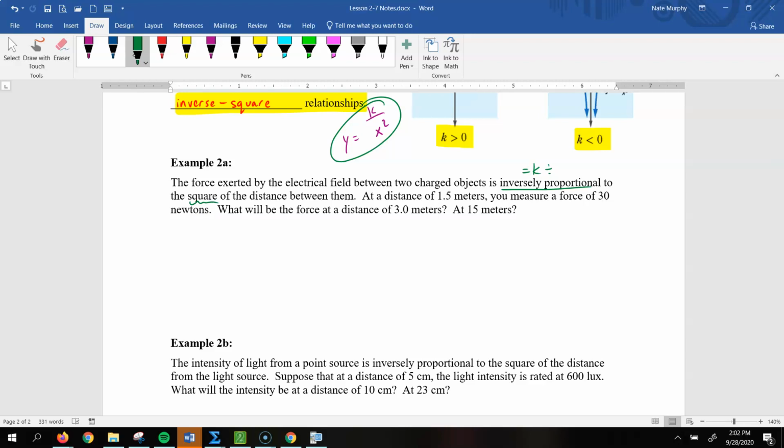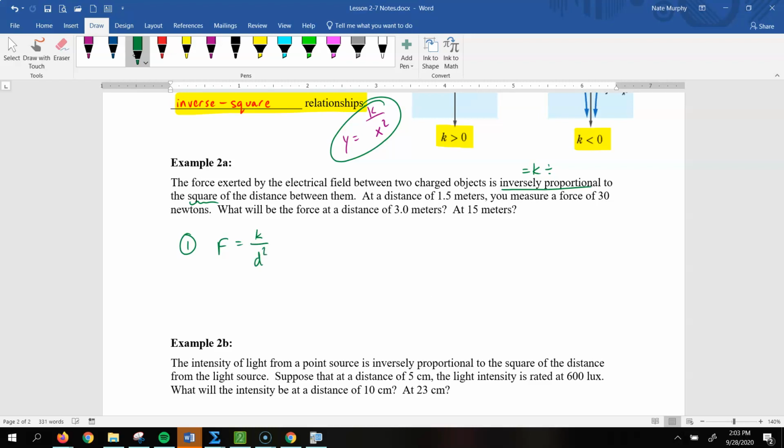So that tells us that it's going to be k divided by something squared. So to the left of that equals k divided by, we have that huge sentence, but it's talking about the force. Okay, the force exerted by the electrical field between 2 charged objects. So it's referring to the force. So I'm going to say my first step here for my general equation would be F equals k divided by something squared. And it's the square of the distance between them.